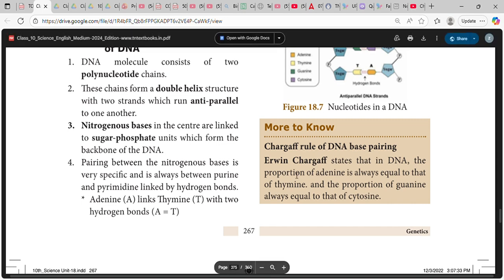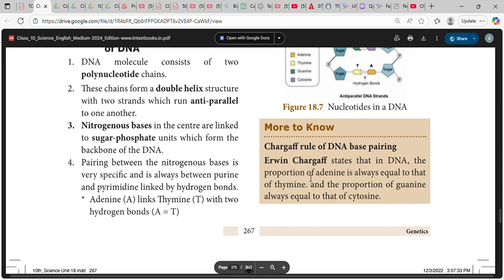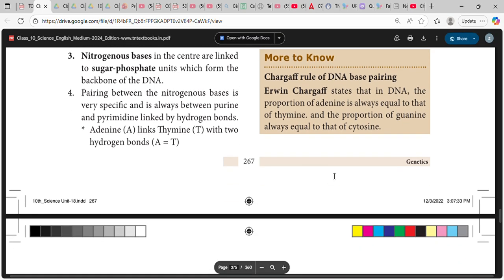Chargaff's rule of DNA pairing. Erwin Chargaff states that in DNA the proportion of adenine is always equal to that of thymine and the proportion of guanine is always equal to that of cytosine.